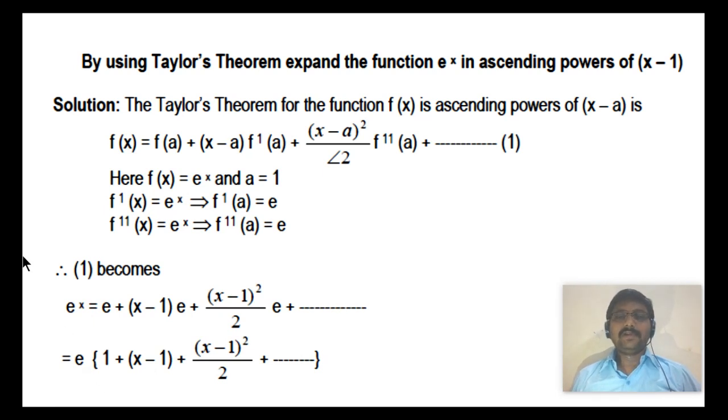So easy, we just have to remember the formula. We have to compute the successive derivatives for f of x with respect to x, and then we have to replace the functional values in equation 1. Thus we will get the expansion for a single variable function. So easy.